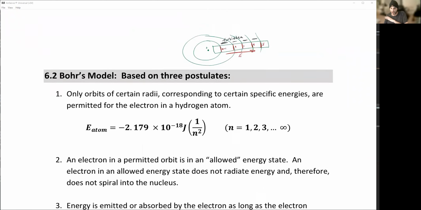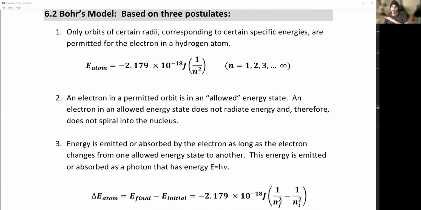So Bohr basically said, this is what an atom looks like. Let's take a look at the 3 postulates that he had. First of all, only orbitals of certain radii corresponding to specific energies are permitted, and that's what I just said. Following this equation, we can determine the energy of an orbital. If we're at energy level n equals 1, you can plug it in here and get the energy of that energy level. n equals 2, n equals 3, n equals 4, all the way up.